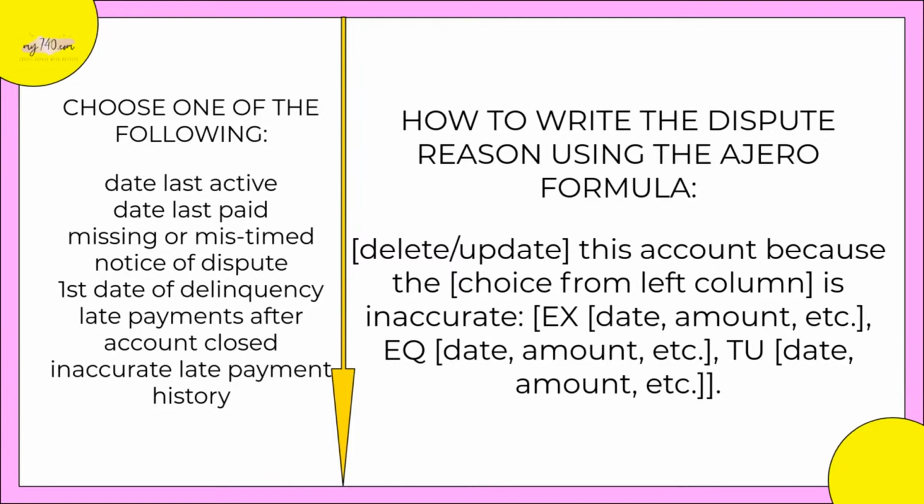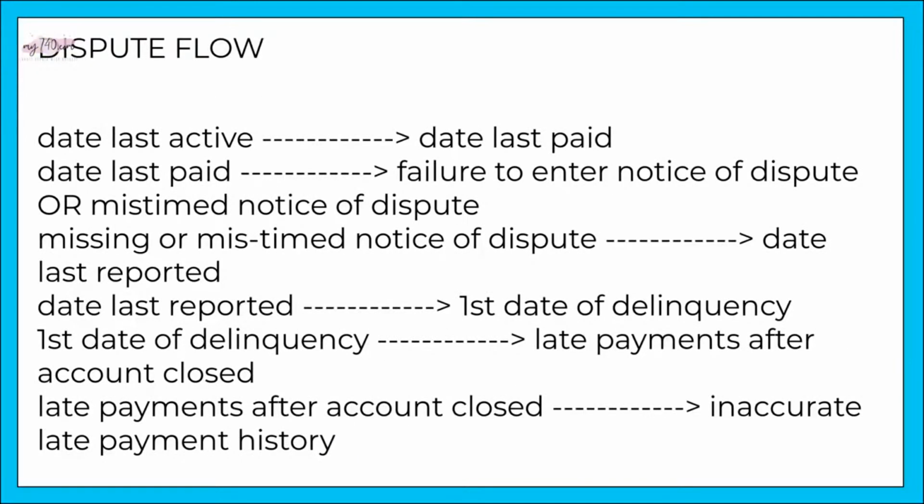Delete or update this account because choice from the left column, such as date last active, is inaccurate. And then you want to put what it shows. So Experian, the date, the amount, etc. Equifax, date, amount, etc. TransUnion, date, amount, etc. So it would be like delete this account because the date last active is inaccurate, okay?